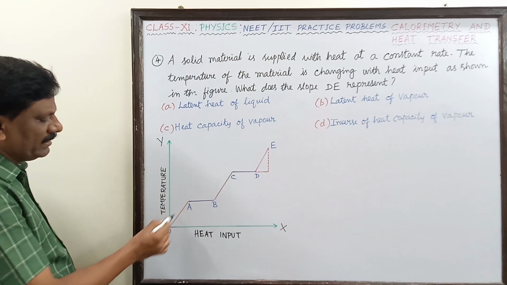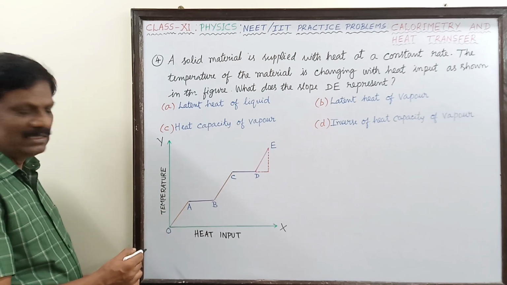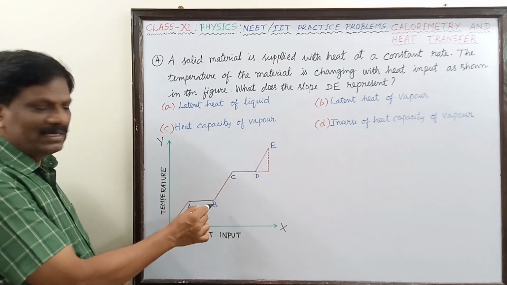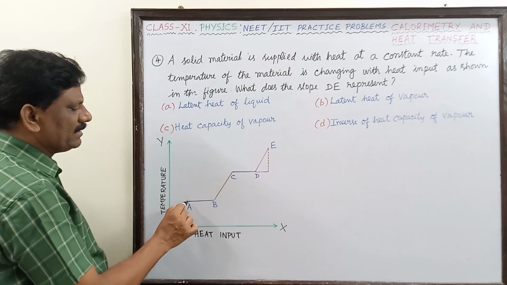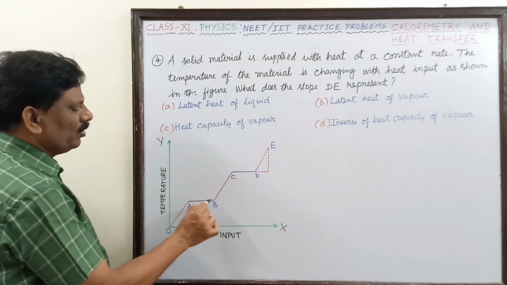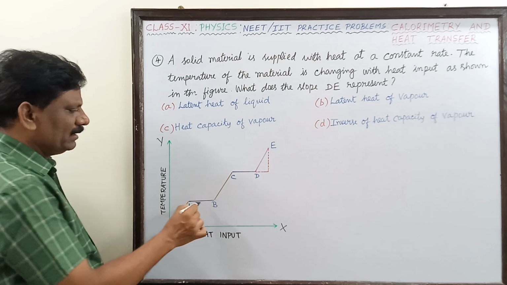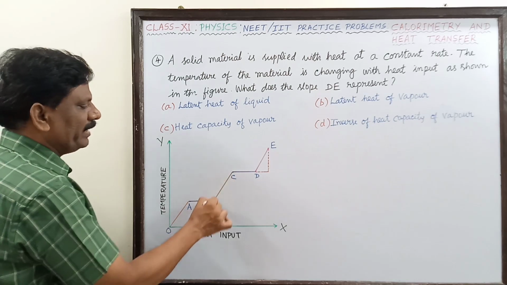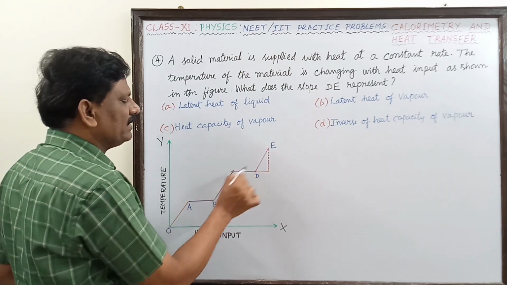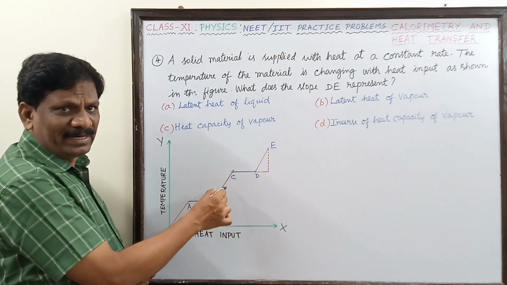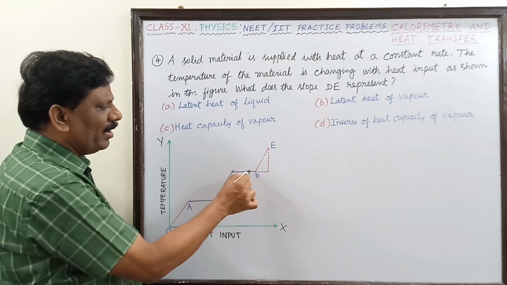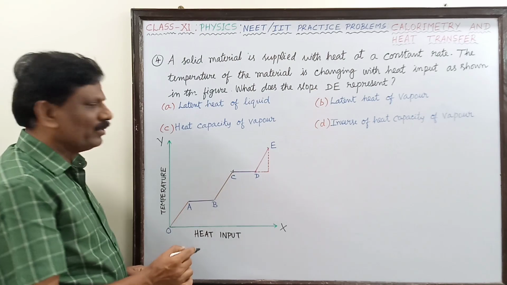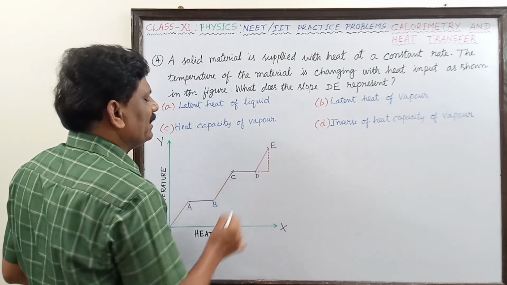So O to A is a rise in temperature of the solid. Then A to B represents conversion of solid into liquid. So O to A is the solid state, then A to B is melting. Then B to C is an increase in temperature of the liquid. So B to C is the liquid state, and C to D is what? It is vaporization, it is boiling. And then D to E is what? Vaporous state. So the temperature of the vapor is increasing.